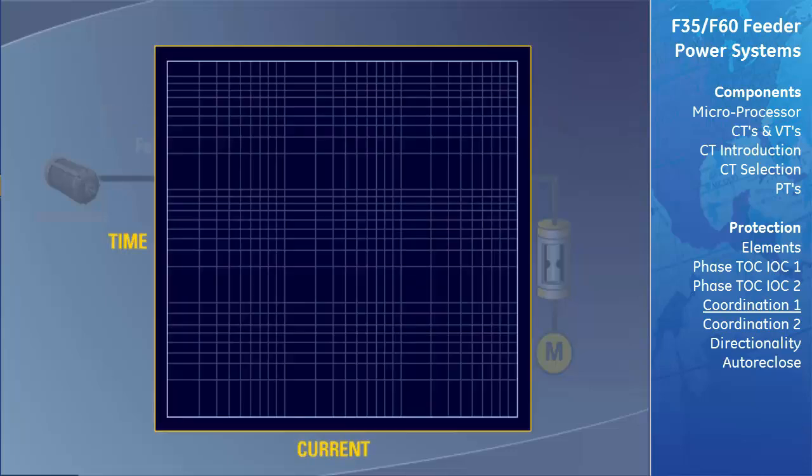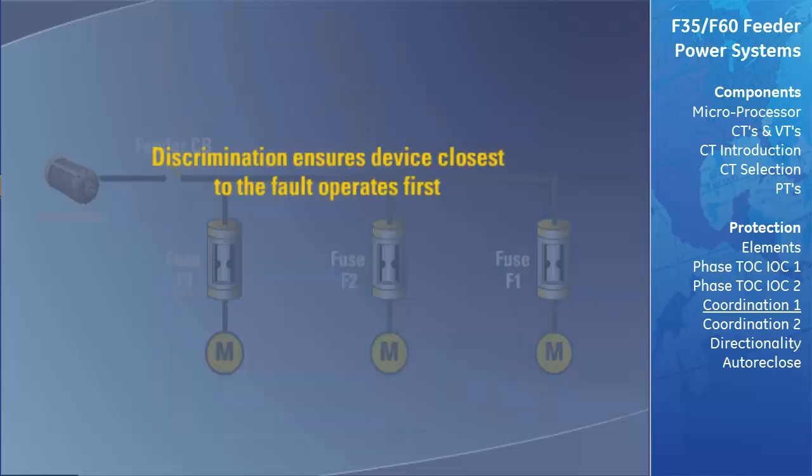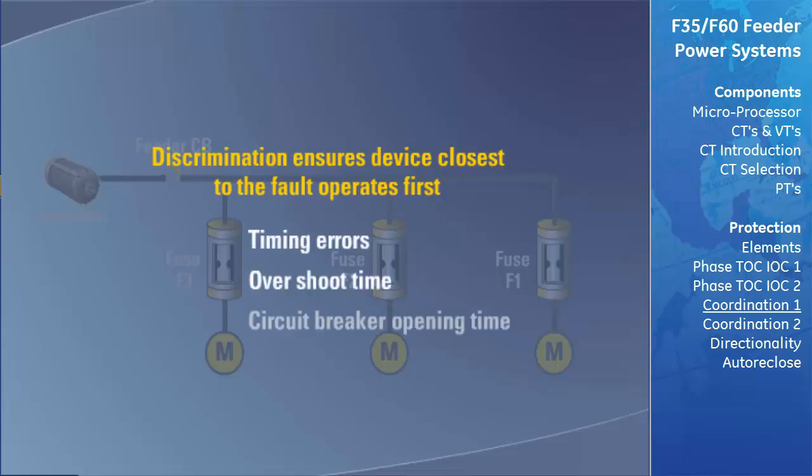During the process of coordination, the operating characteristic curves of all overcurrent protective devices are plotted on a current versus time curve to ensure that no two curves cross and there is adequate discrimination between curves. The discrimination ensures that the device closest to the fault operates first, taking into account such things as timing errors, overshoot time, circuit breaker opening time, and safety margins. Operating characteristic curves are useful for determining the relay settings that will provide the necessary speed, selectivity, and sensitivity to protect the power system and to coordinate with other protective devices.